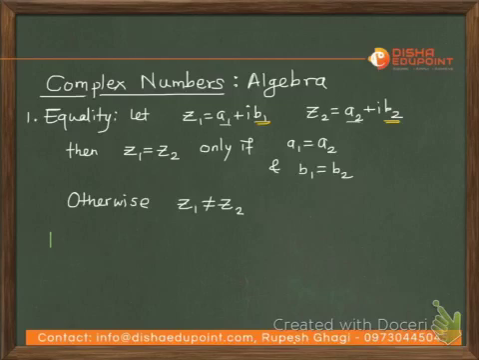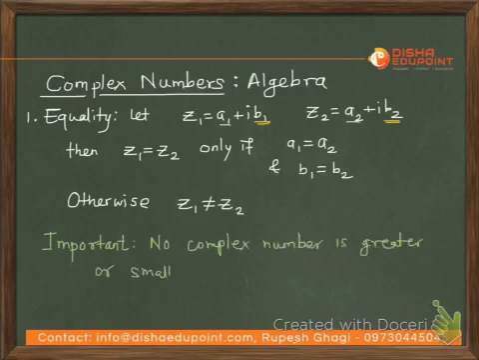One important thing to note is there is no concept of less than or greater than for complex numbers. That means no complex number is greater than or less than another complex number. We can just say either they are equal or unequal. So no complex number is greater than or smaller than another complex number.